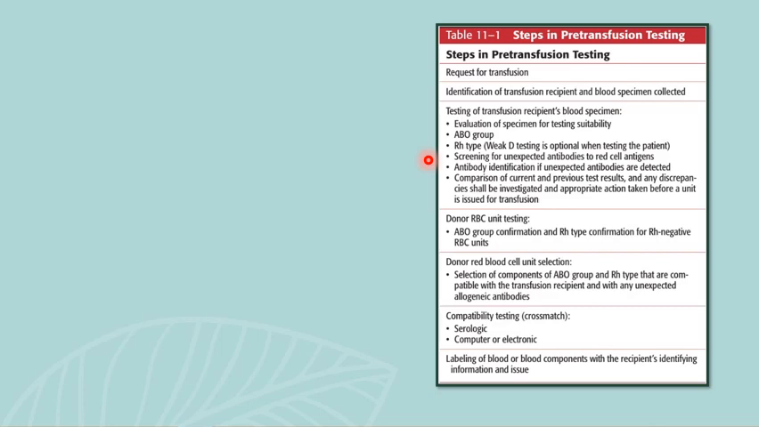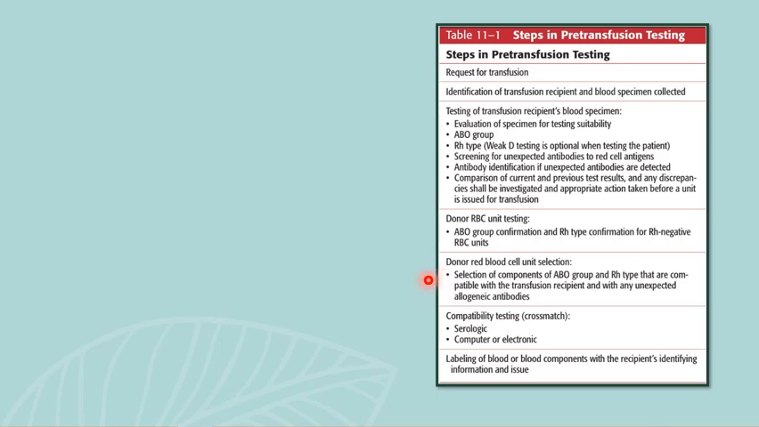So next is the antibody identification if unexpected antibodies are detected, and comparison of current and previous test results, and any discrepancies shall be investigated and appropriate action taken before a unit is issued for transfusion. Next step will be the donor RBC unit testing. So this is done by our blood centers. So they will do ABO group confirmation and RH type confirmation for RH negative RBC units.